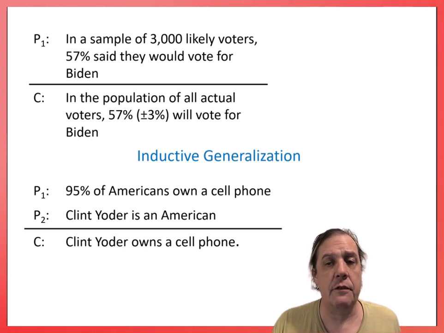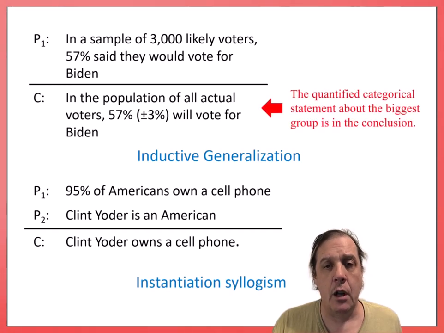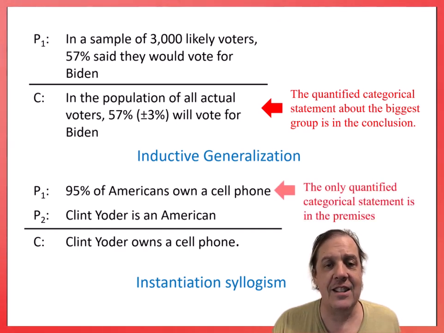The first was inductive generalization, the second was instantiation syllogism. And look, in the first one, the quantified categorical statement about the biggest group is in the conclusion. And in the second one, the only quantified categorical statement in the whole thing is in the premises. Okay, let's look at another crucial difference between inductive generalization and instantiation syllogism.